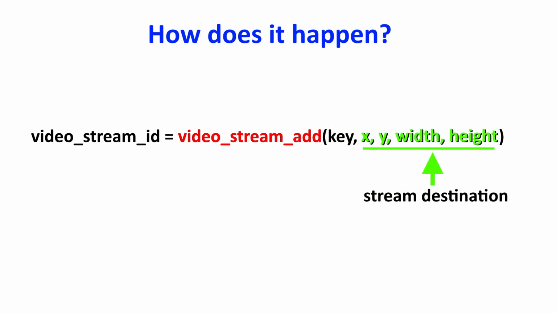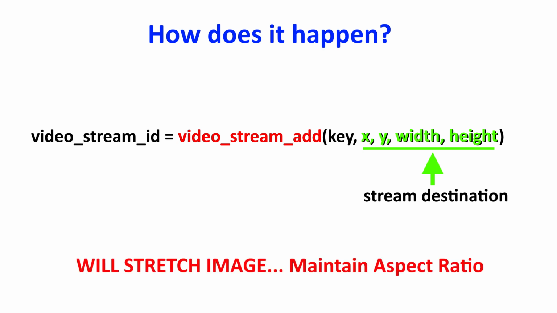So while the key is the source for the video stream, the last four parameters define the stream's destination on the instrument. And just one word of caution: if the destination dimensions don't have the same aspect ratio as the source, it's going to stretch the image to fit the destination coordinates. So it's important to keep the aspect ratio the same if you want it to look correct.